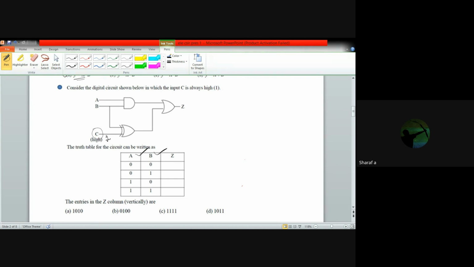Okay, so this C is always high. Meanwhile, the others also can try. If you are stuck with any steps, you can just follow me. So C is always high. Only you have to consider A and B.